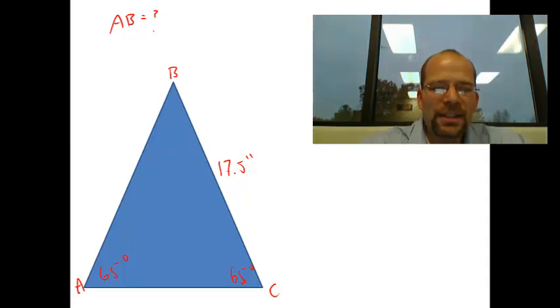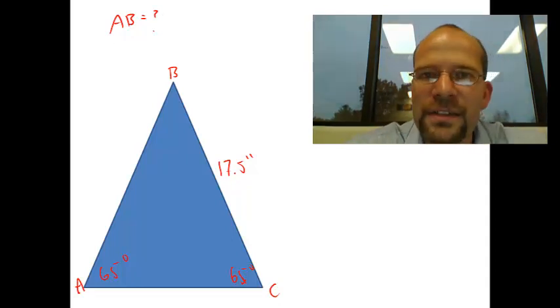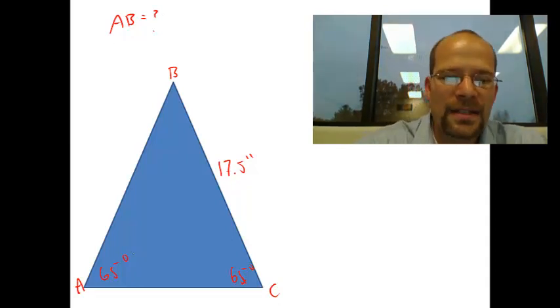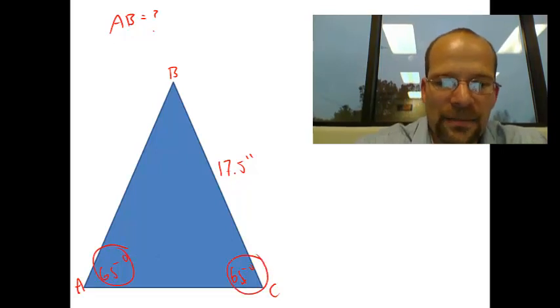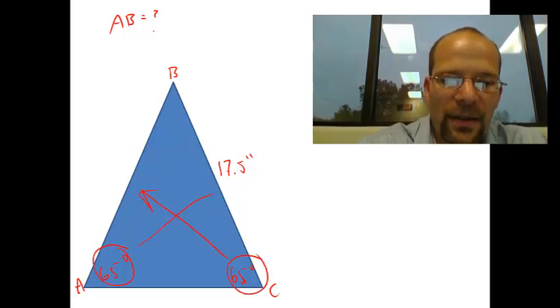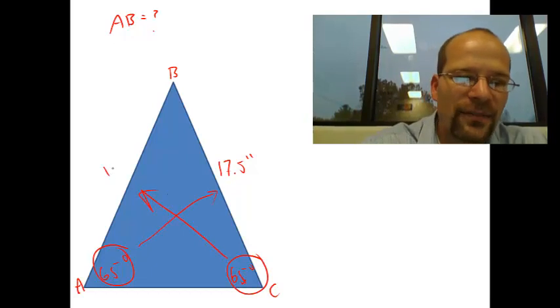Well, all we need to do here is apply the converse of the isosceles triangle theorem. Since we have 2 angles that are the same, we know that the sides opposite those angles must be congruent, and so therefore this is 17.5 inches as well.